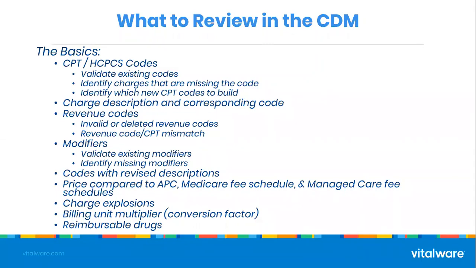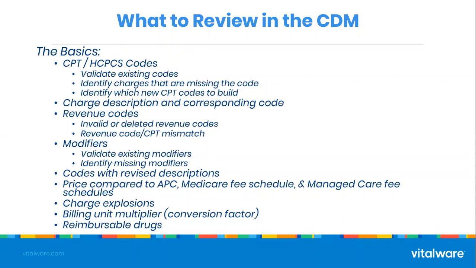Revenue codes, looking for invalid or deleted revenue codes, and then also looking to see if the revenue codes applied to the charge actually makes sense. Does it go with that thing? Modifiers, your existing modifiers, and then anything that might be missing, so maybe PT, OT, any of those types of modifiers that you might need. And then anything where there's a code that has had a revised description, take a look at those. Make sure that if it changes the way that charge will be used, that is communicated to the clinical departments.